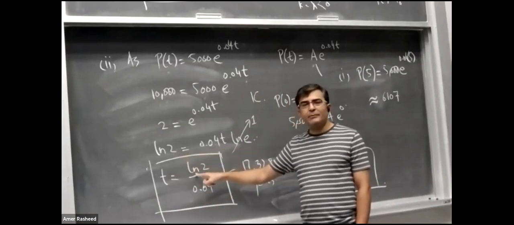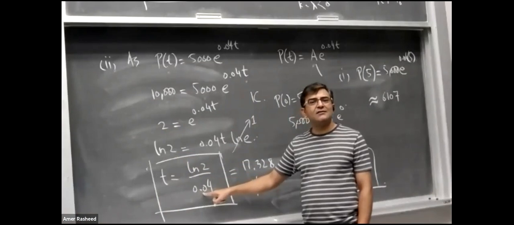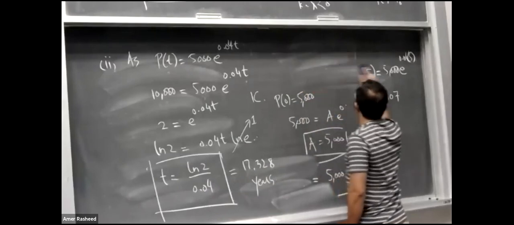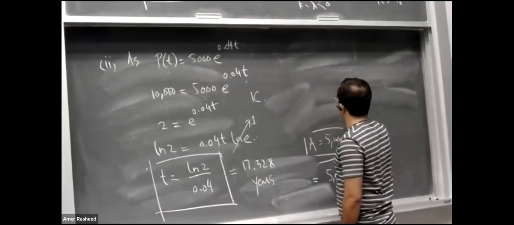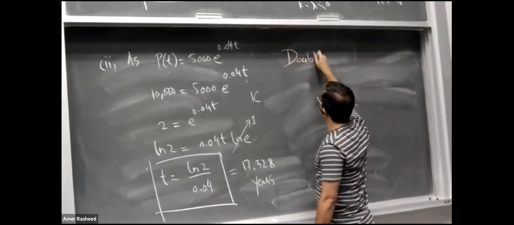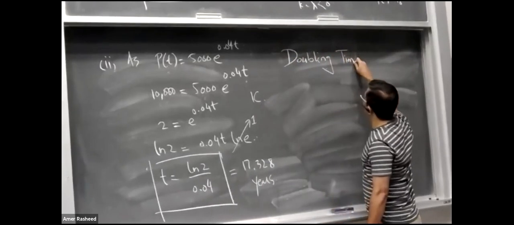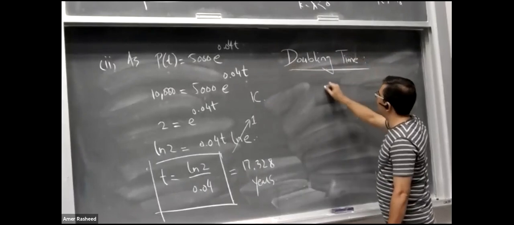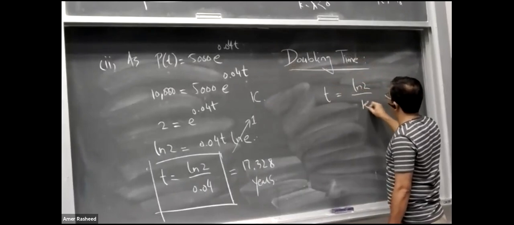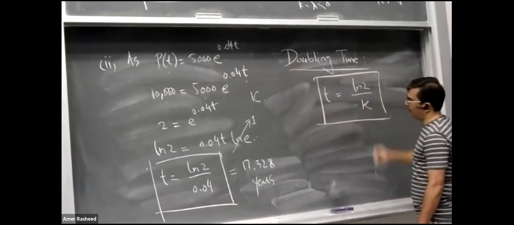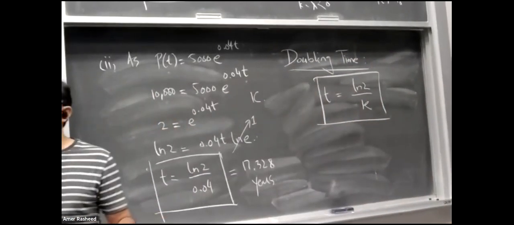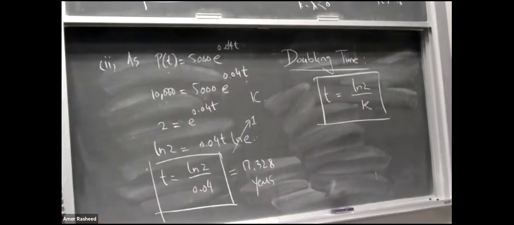Natural log of 2 will always come here, and what is this? It is the growth rate. So this is fixed. This is called doubling time, and the doubling time t is equal to natural log of 2 divided by the growth rate. This is the doubling time of the population when there is only a pure birth process.